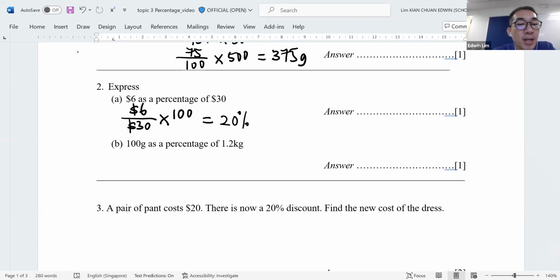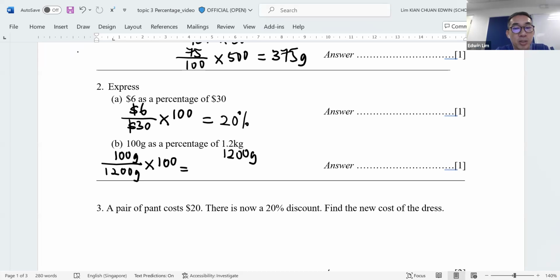Next, 100 grams as a percentage of 1.2 kg. Similar to ratio, can you see that the two units are different? So I need to change 1.2 kg to become 1,200 grams, because to convert kilograms to grams is times 1,000. Okay, so 100 grams as a percentage of 1,200 grams. 100 grams starts first, so I will start with 100 grams out of 1,200 grams. Write it as a fraction first, then times 100 to become a percentage.